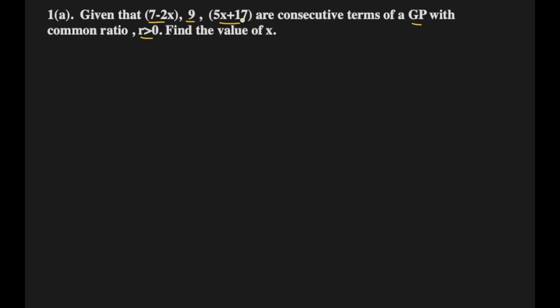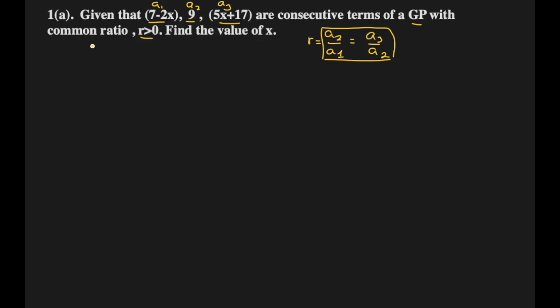So since they are in GP, because they have given three terms, this is A1, this is A2, and this is A3. Any term divided by the previous term is r. So A2 divided by A1 will be r. Similarly, A3 divided by A2 will also be r. And we can use this to solve the equation to find the value of x.